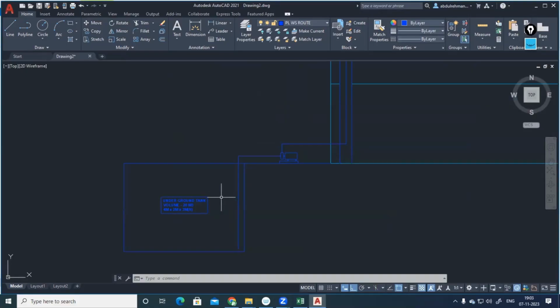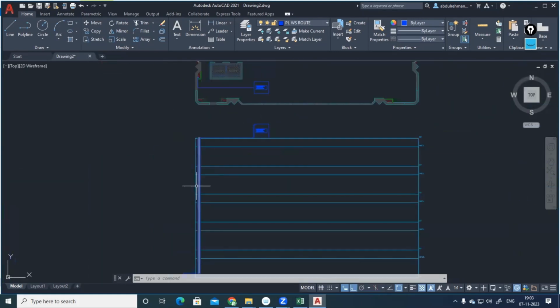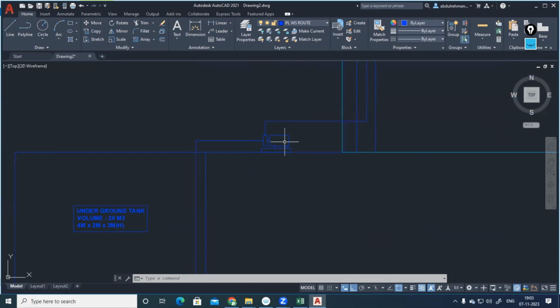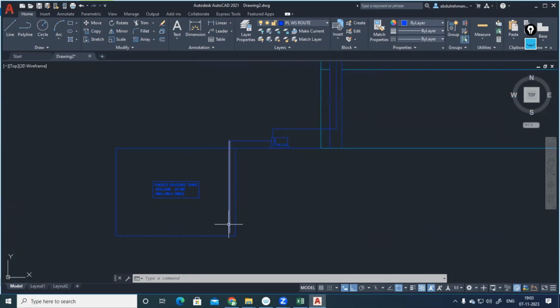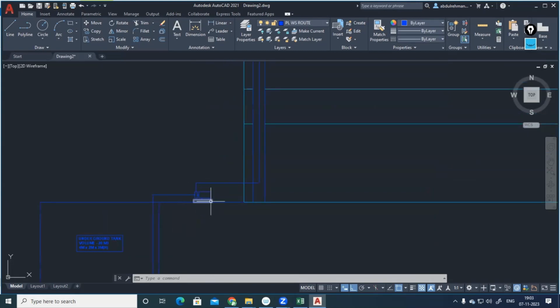A project I will be including in this. Thank you. We can start. I have placed an underground tank and an overhead tank as well, as per the actual dimensions. Then we have placed a transfer pump. The transfer pump will be transferring the water from the underground tank to the overhead tank. So this pump we have to select.